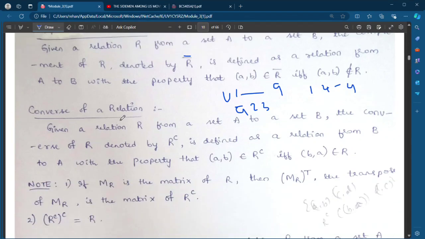That's what it means. Converse of a relation: given a relation R from set A to a set B, the converse of R is denoted by R to the power C, okay, which is defined as a relation from B to A.